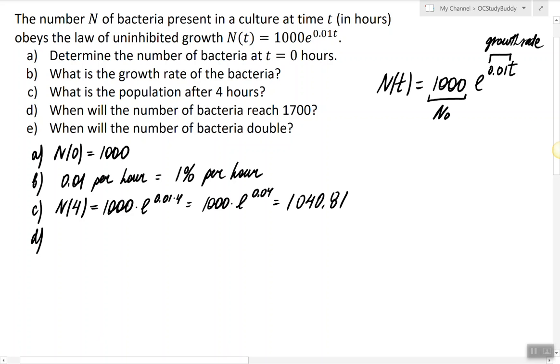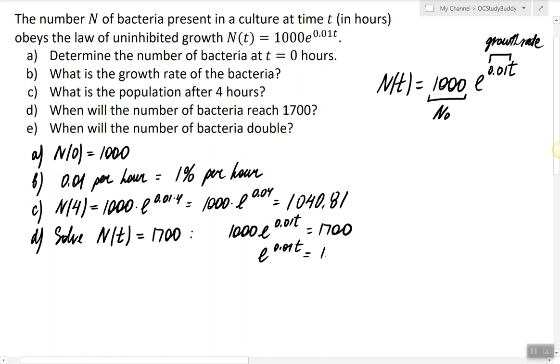D, when will the number of bacteria reach 1700? So in part D, the question is basically to find the value of t when the output is equal to 1700. So we have to solve this equation, and to solve this equation, we basically have to take the expression that defines the function and set it equal to 1700. So 1000 e to the power 0.01 t is equal to 1700, meaning e to the power 0.01 t is equal to 1.7. 0.01 t is equal to ln of 1.7, and t is equal to 100 times ln of 1.7.